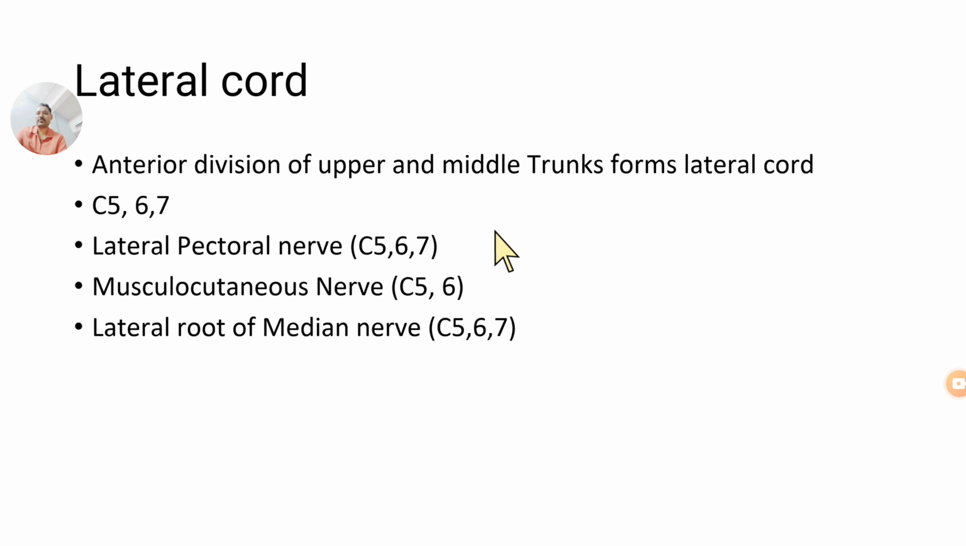C5, C6 is the major contributor. Okay, lateral pectoral nerve, C5, C6, C7. This nerve supplies your pectoral muscles. It gives a communicating branch to your medial pectoral nerve, which goes anterior to the axillary artery. In the relationship of the axillary artery, first part, this will come there. It joins with the medial pectoral nerve and it pierces together.